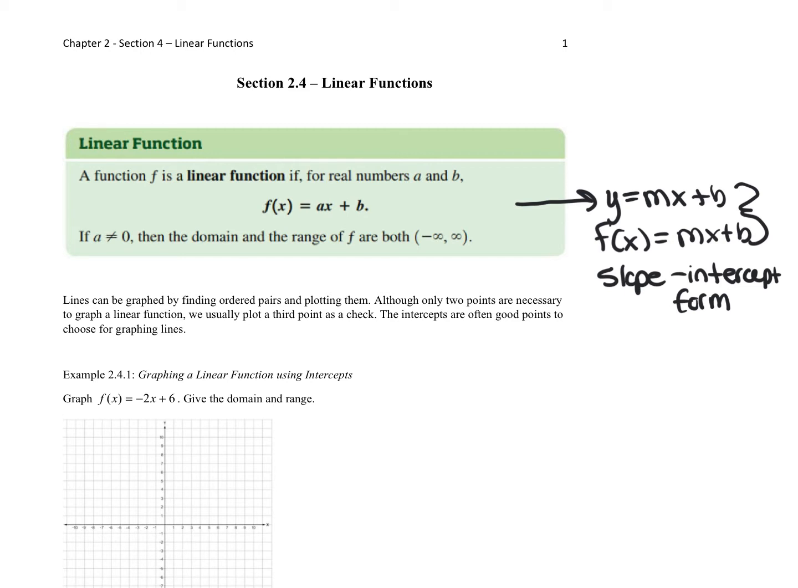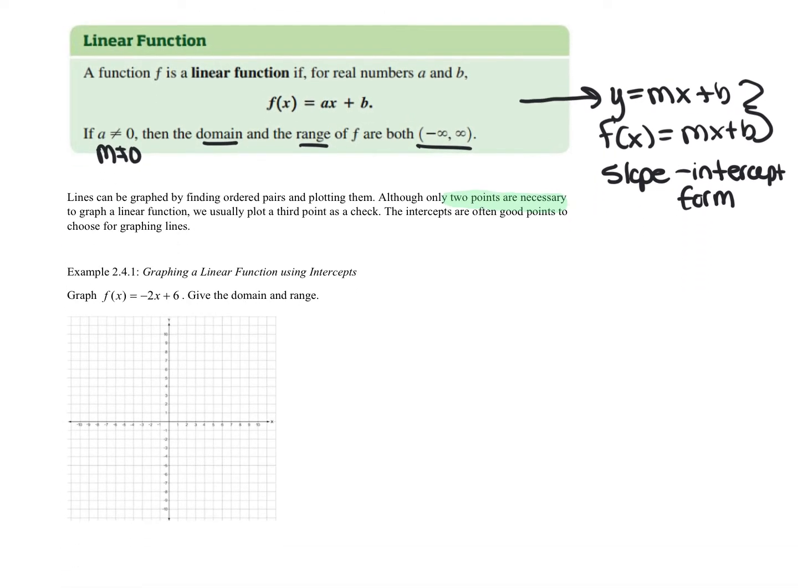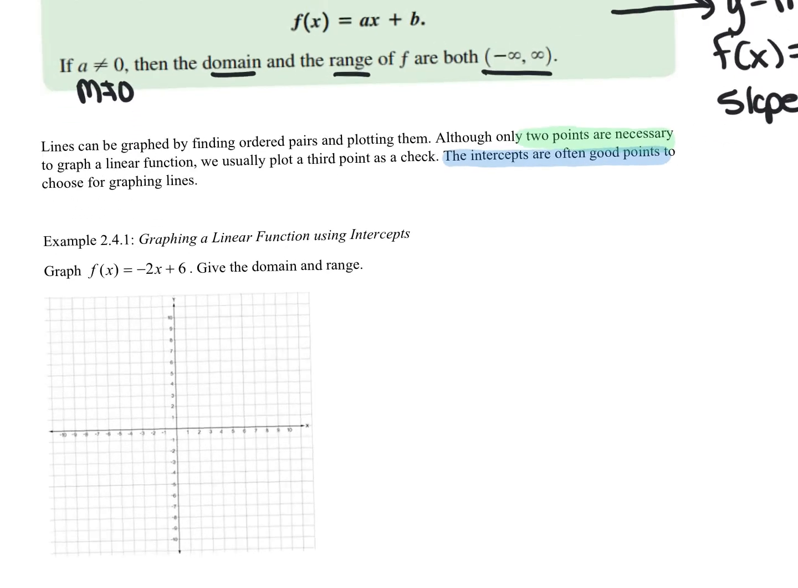If a does not equal 0, it's the slope. So if m does not equal 0, then the domain and the range are both negative infinity to infinity, or all real numbers. Lines can be graphed by finding ordered pairs and plotting them. You only need 2 points. So that's a key thing. You only need 2 points to graph. The x and y intercepts are always good points to have when you're graphing lines, although you could use any 2 points you want.